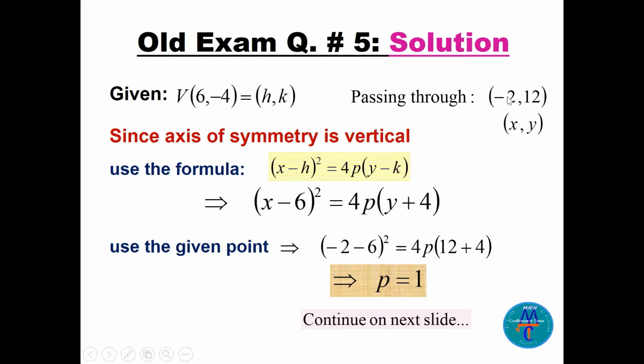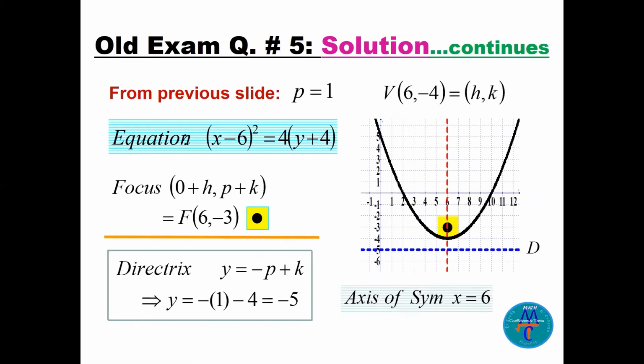Now I have this point, minus 2, 12, on the parabola. The parabola passes through this point, so I can replace it there. In the x, I put minus 2, you see that? Minus 2 minus 6. In the y, I put 12. Simplify all this equation, you will get p equals 1. You can try it yourself, please. And now let's continue on the next slide. If p is 1, then I can write the equation. X minus 6 all squared is equal 4 times y plus 4.